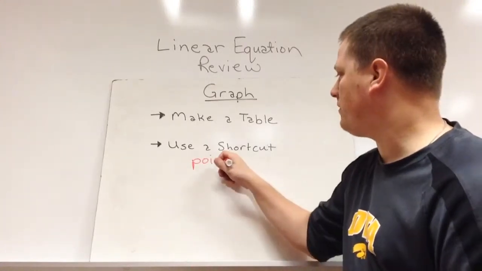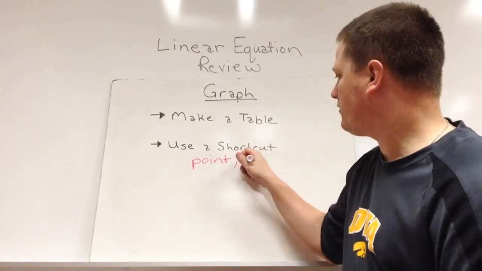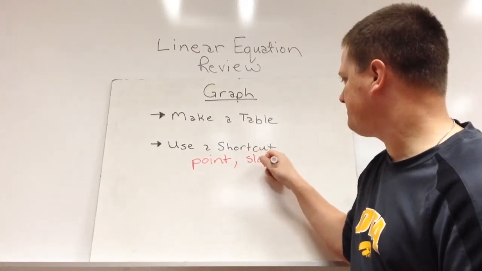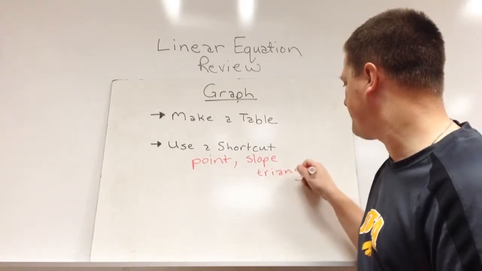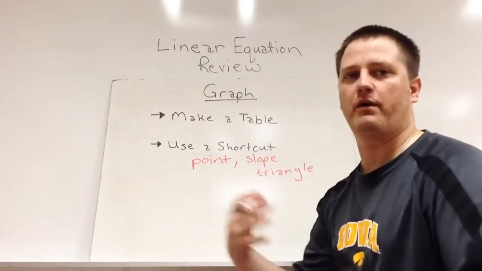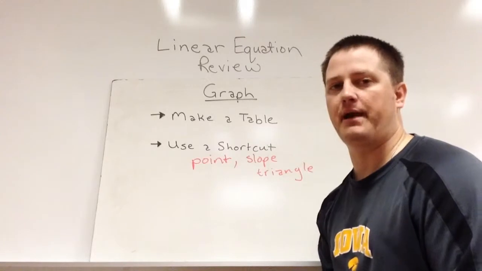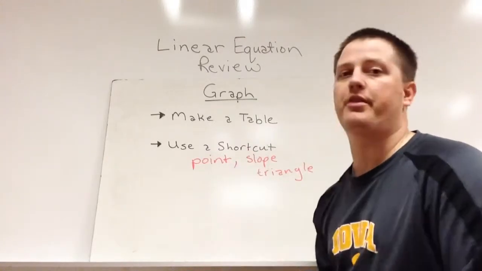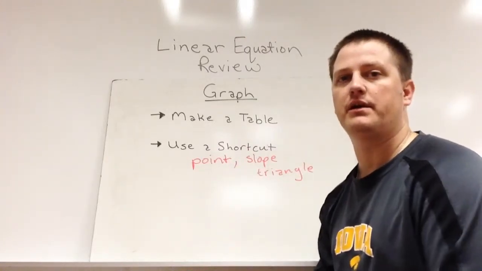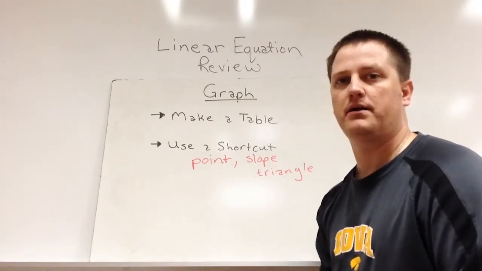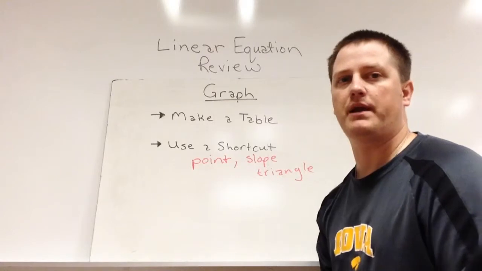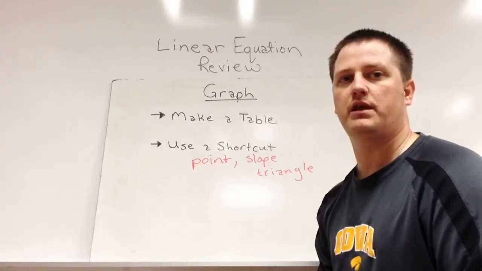And then from the point, create the slope triangle to get to a second or a third point, and then draw the line that way. And I will show you both of those in class in case you need a refresher on that. Hopefully this brought up some old algebra memories so that you are ready to work with linear equations in geometry.